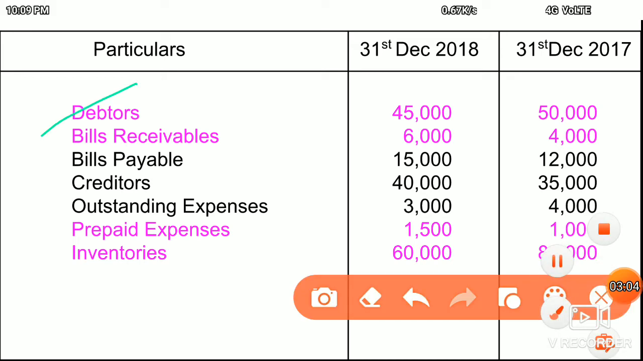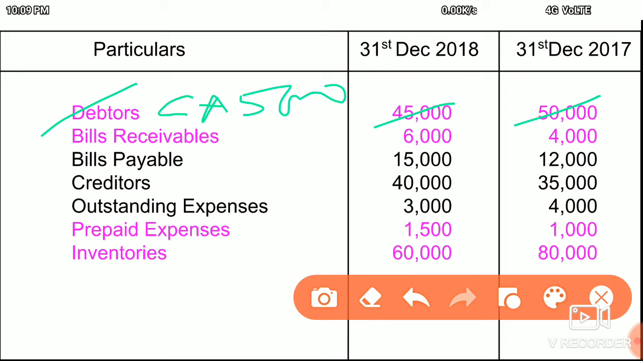Debtors are a current asset. The opening value was 50,000, now it is 45,000, so there is a decrease of 5,000. So this is an inflow of cash. Then we have bills receivable, a current asset. Before it was 4,000, now it is 6,000. There's a difference of 2,000 and it has increased by 2,000, so it is an outflow of cash. Then we have bills payable, which is a current liability. Before it was 12,000, now it is 15,000. There's a difference of 3,000, so it has increased by 3,000, so it is an inflow of cash.